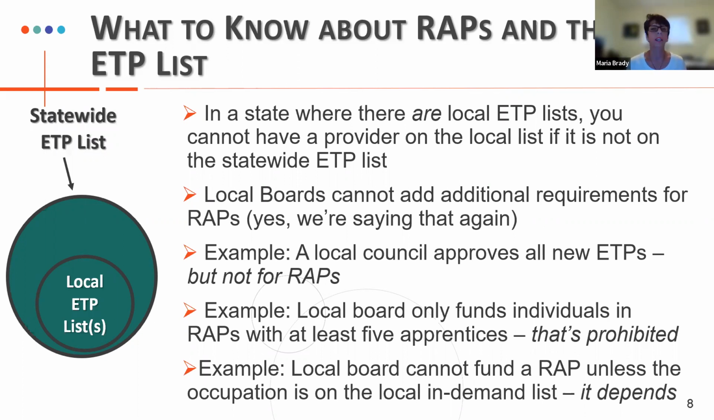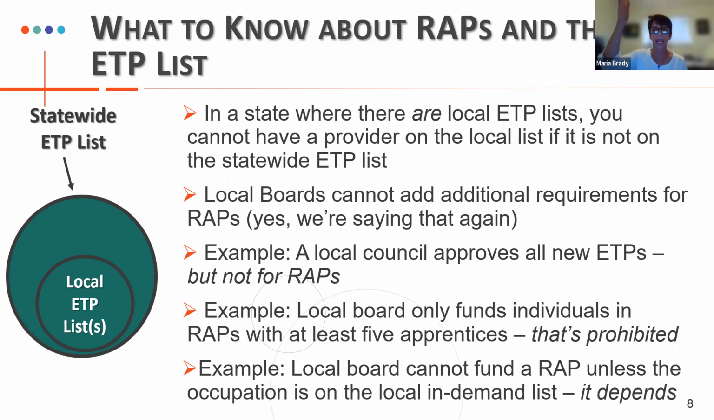I've seen state plans and state plan modifications. We still see some additional burden being placed on our sponsors, which is not appropriate. Now, here's a couple of examples. In one state, in one local area, and I've seen something like this in a lot of places, a local council has to approve all eligible training providers. Okay, that's fine, but you can't do that for registered apprenticeship programs.